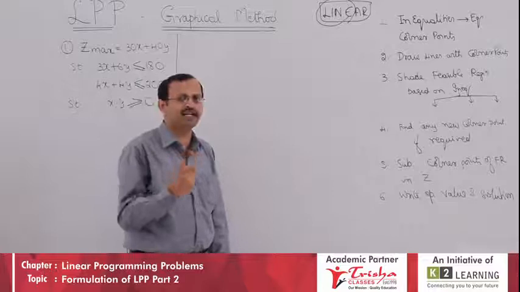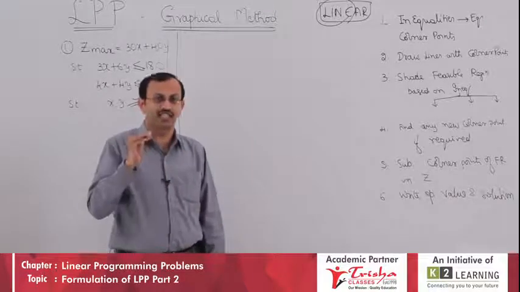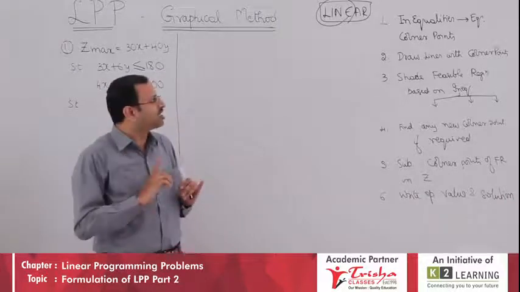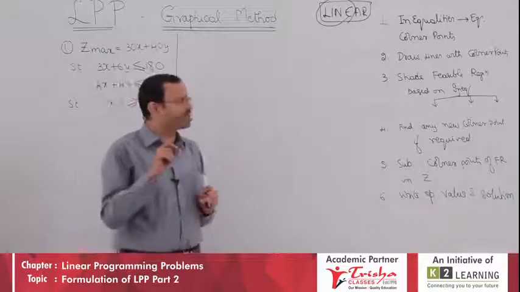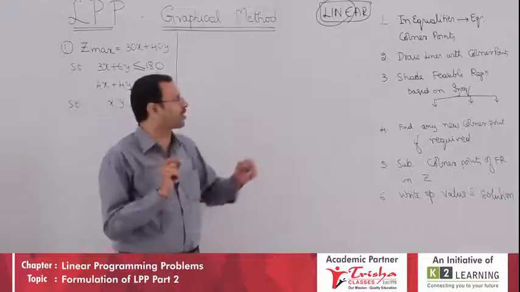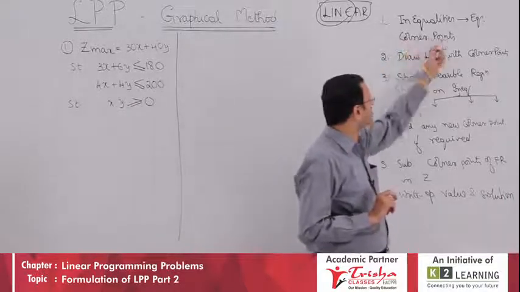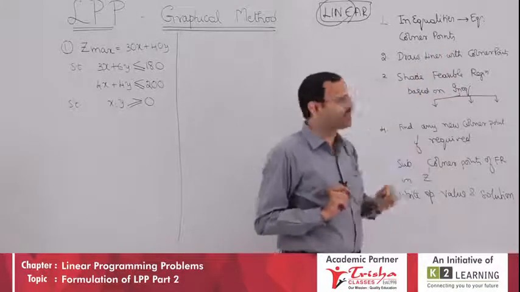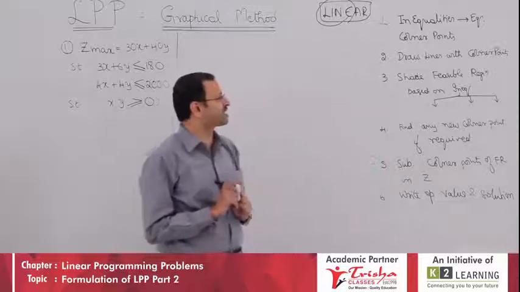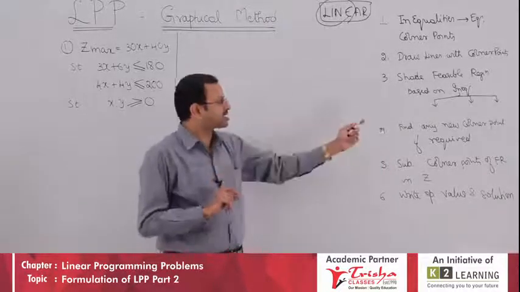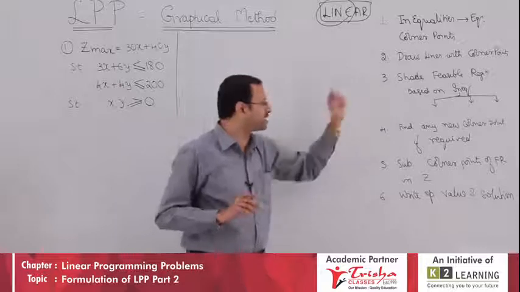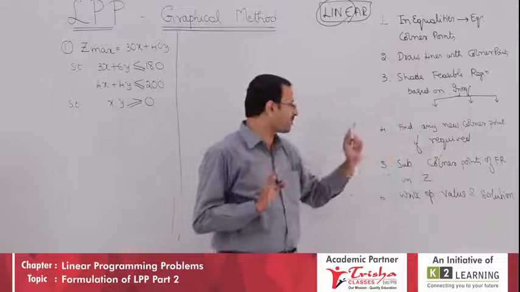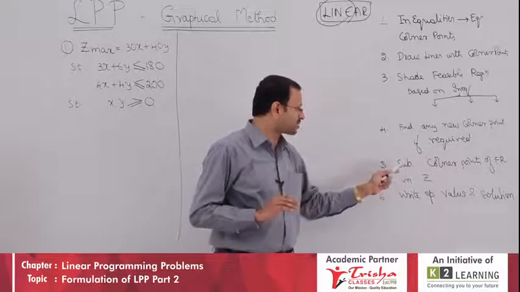First one, write inequalities as equalities. Just before the examination if you want to glance, you can glance at these steps so that it will be very clear to you. Point 2, draw the lines with the help of corner points. Here, take inequalities as equalities, find corner points, and draw lines with the corner points. Third step, shade the feasible region based on the inequality, less than, greater than, all that will come under this. Find any new corner point if required. This is step number 4.